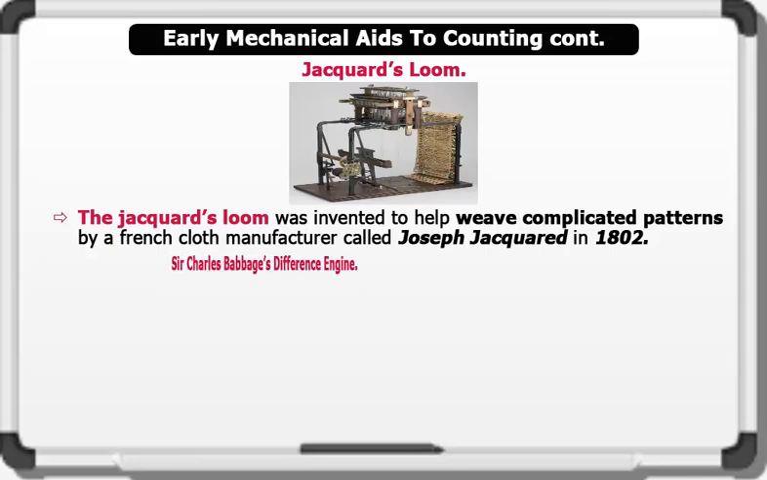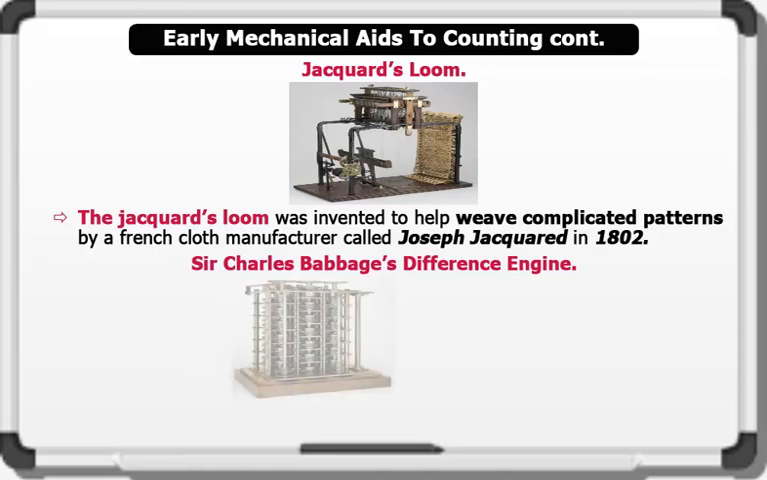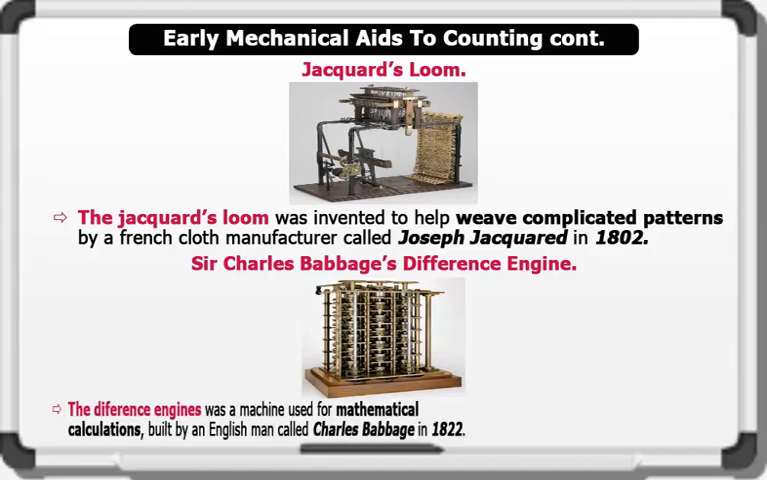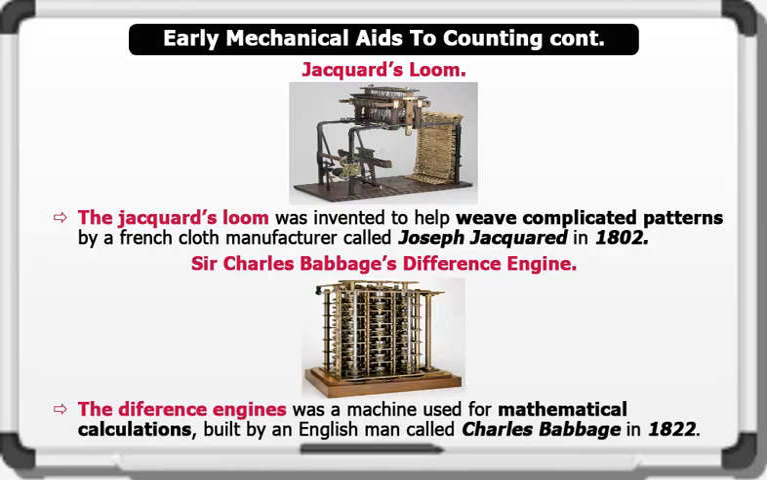6. Sir Charles Babbage's difference engine. Below is Sir Charles Babbage's difference engine. The difference engine was a machine used for mathematical calculations built by an Englishman called Charles Babbage in 1822.